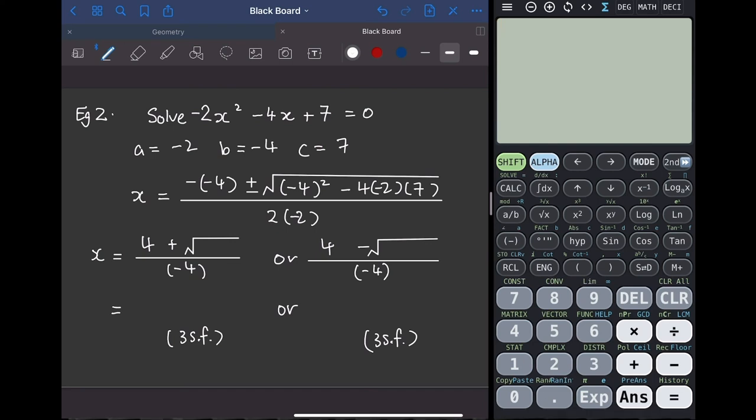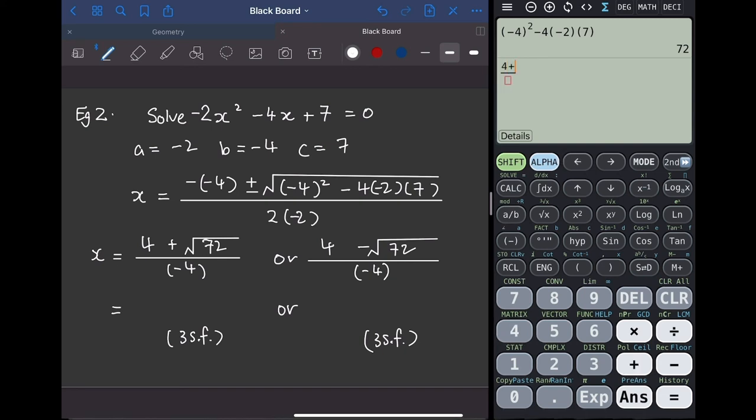Alright, and let's compute the number inside of the square root. Let's put it in the bracket. Negative 4 square minus 4a, which is negative 2, c, which is 7, and that gives us 72. So we're going to fill that into each of the square roots here, and then let's compute what this is, and let's put the fraction.